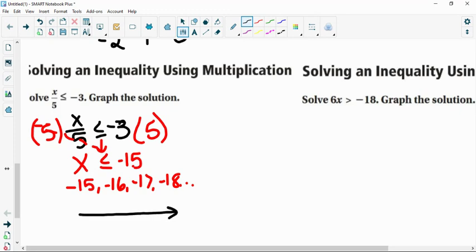Let's demonstrate that on the number line. In the middle, I'll start with -15. To the right of that would be -14, and to the left is -16. I'll start by putting a circle at -15, and -15 is part of the answer, so we color it in, and then shade it to the left for all the numbers smaller than -15.